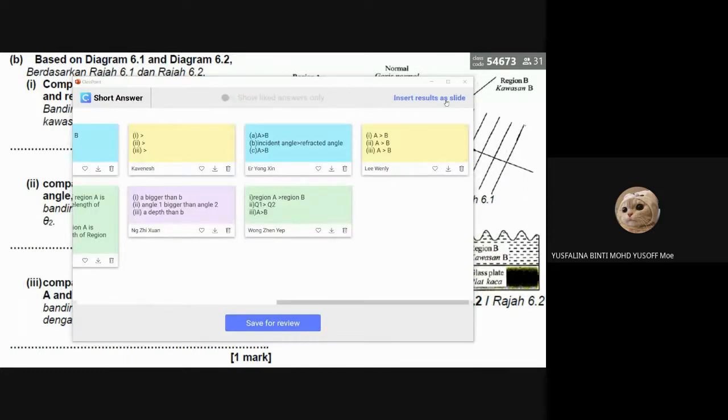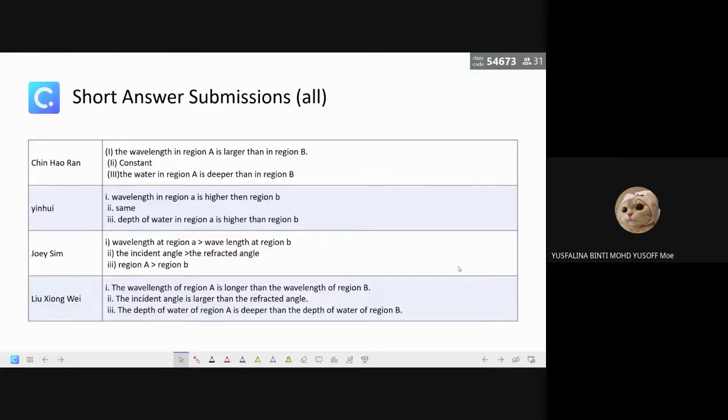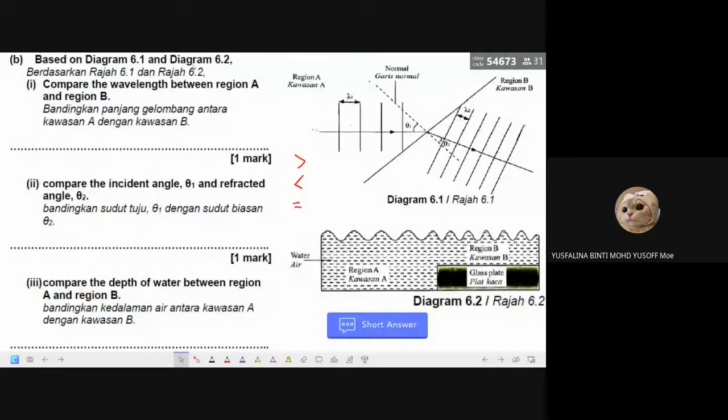Okay, so let's check the answer. It says here, based on diagram 6.1 and 6.2, you have to compare the wavelength from region A and also region B. You can see here region B has the shorter wavelength compared with region A. So you can just put here: wavelength of B is shorter than A. Or you can say A is bigger than B, also can.